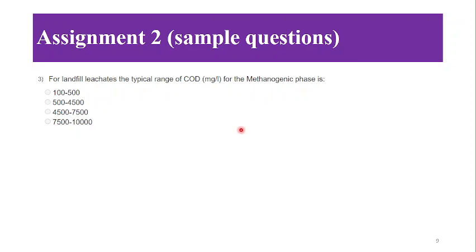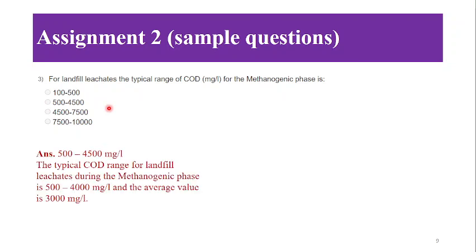So in that, we know that the answer here is 500 to 4500 ppm or milligram per liter, and the average range is about 3000 milligram per liter. These are the four phases of anaerobic decomposition, basically, and the methanogenic phase is the last phase in that process.